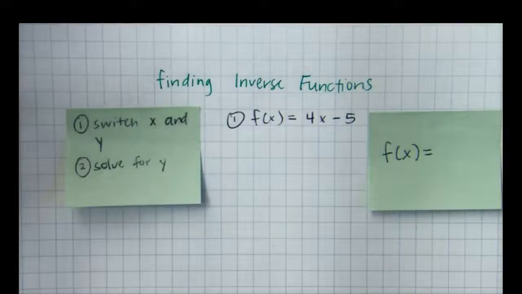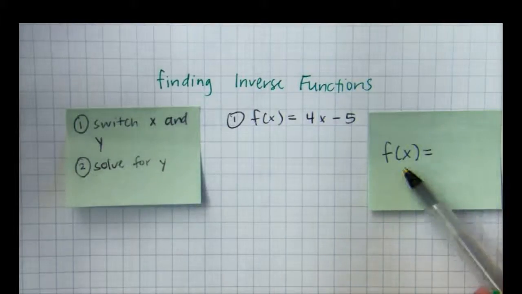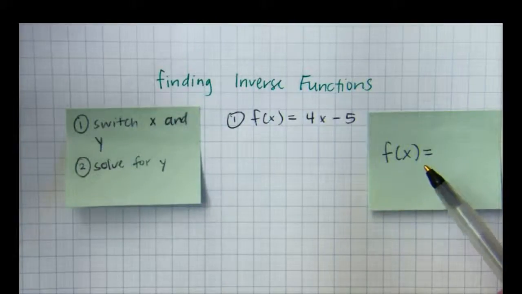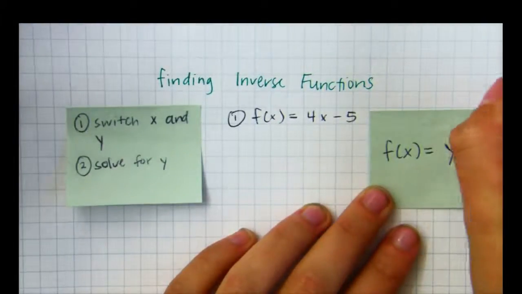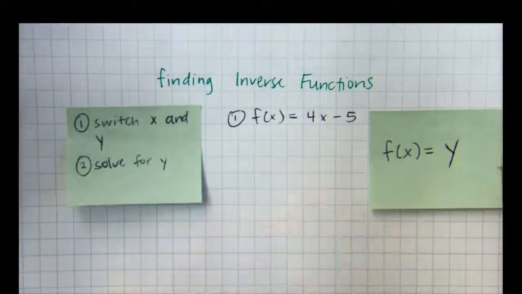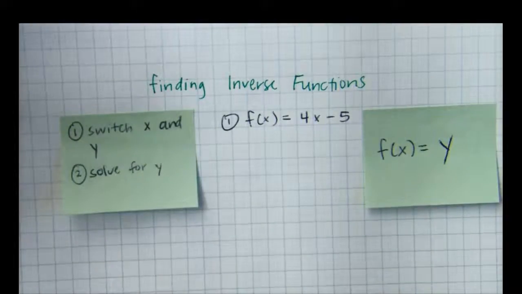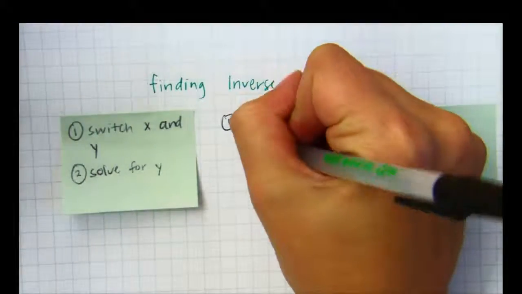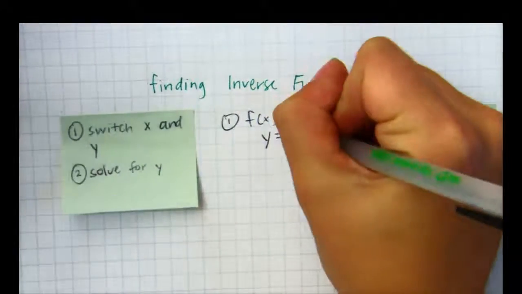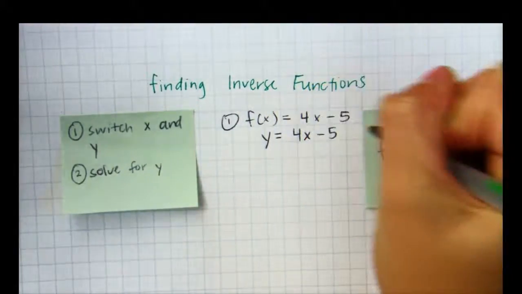I want to take just a moment of your time to remind you, what does f of x equal? What does f of x represent? And if you said y, you are 100% correct. F of x represents all of your y values for this function, so I can simply replace f of x with y. So this is actually y is equal to 4x minus 5.